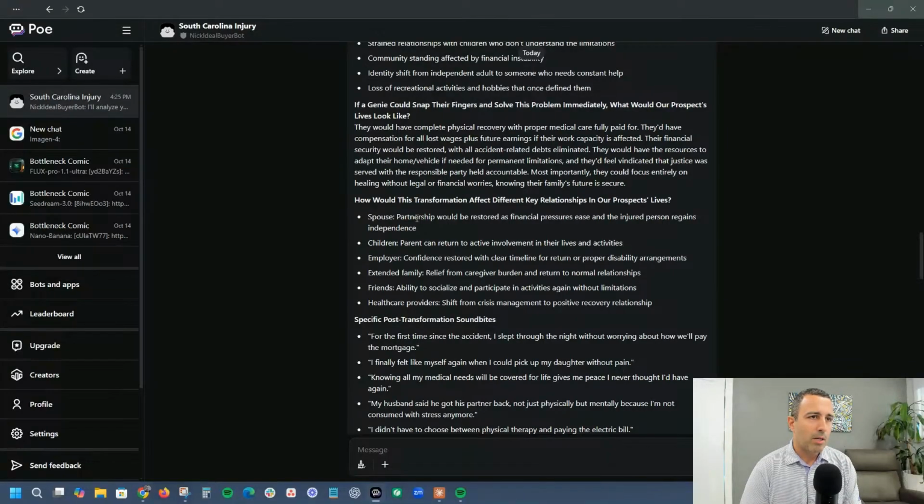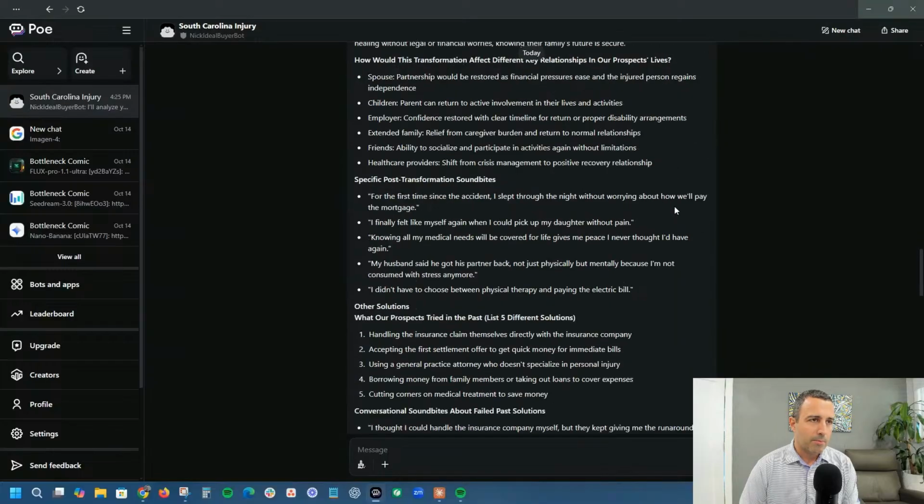Spouse: partnership would be restored as financial pressures ease and the injured person regains independence. Children: parent can return to active involvement in their lives and activities. Employer: confidence restored with clear timeline for return or proper disability arrangements. Extended family: relief from caregiver burden and return to normal relationships. Friends: ability to socialize and participate in activities again without limitations. Healthcare provider: shift from crisis management to positive recovery relationship.